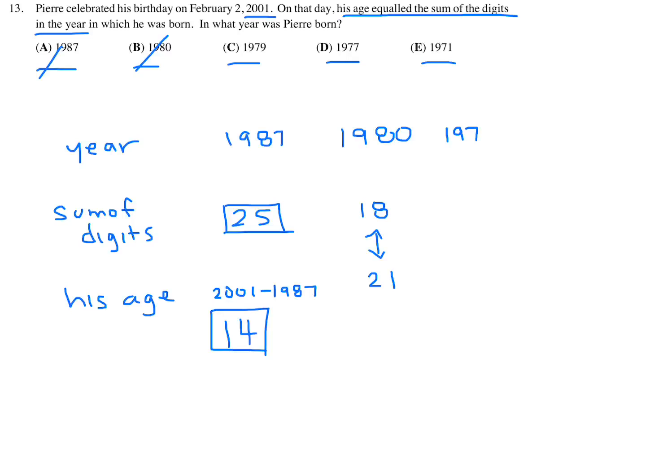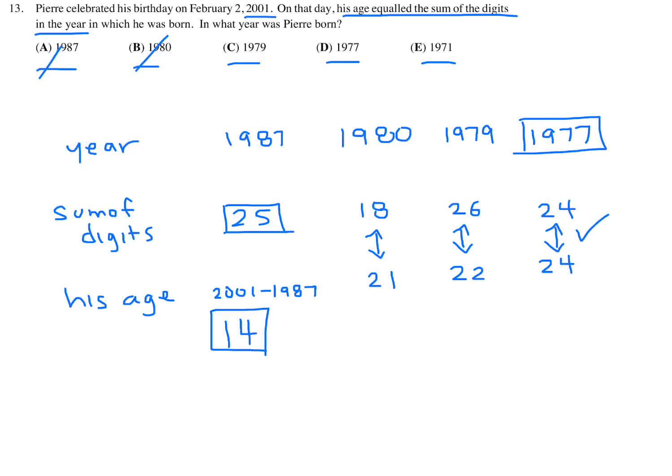Let's try 1979. Sum of the digits here is 26. And if he was born in 1979, in 2001 he would be 22. And these don't match. 1977. Sum of the digits is 24. And if he was born in 1977, in 2001 he would be 24. So there you go, finally these match. So that means he was born in the year 1977 according to the criteria in the question. So the answer for number 13 is D.